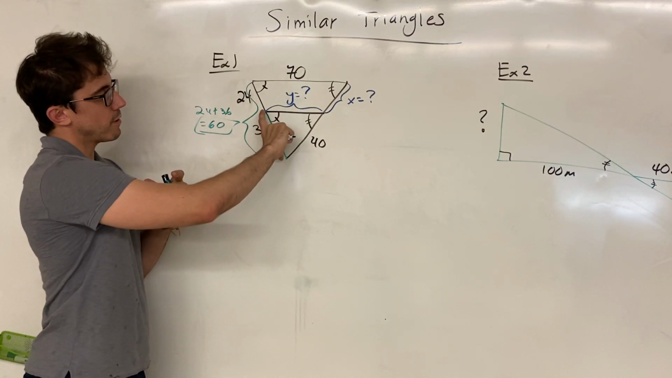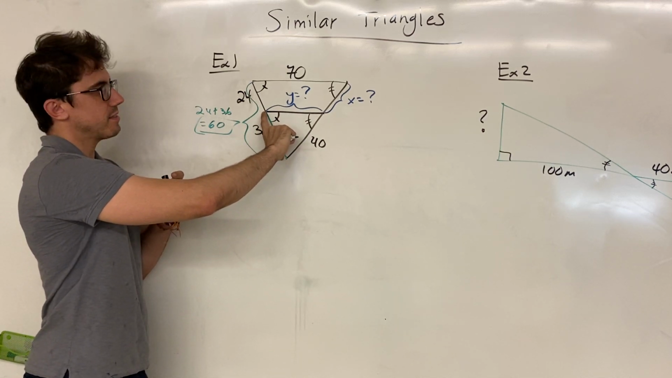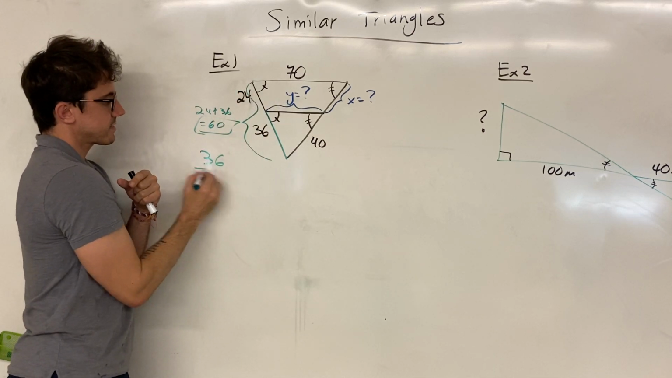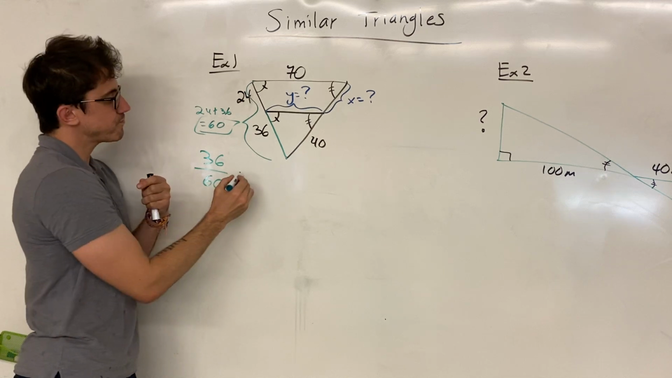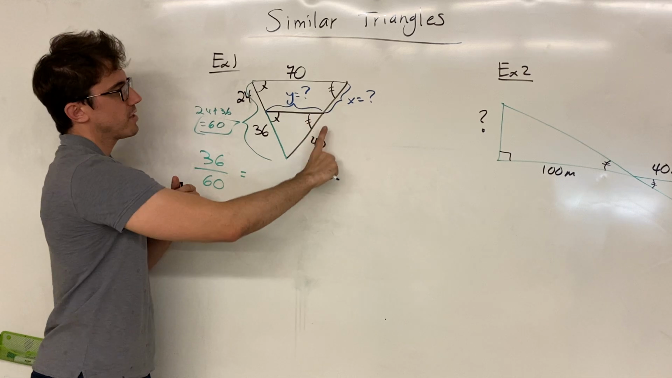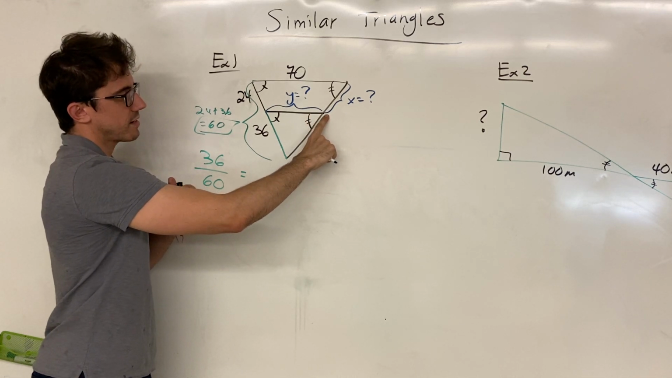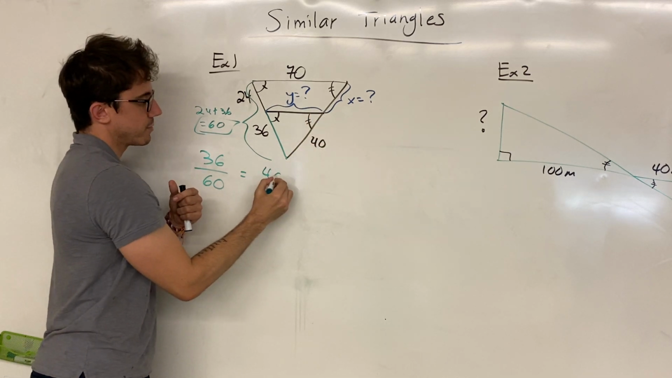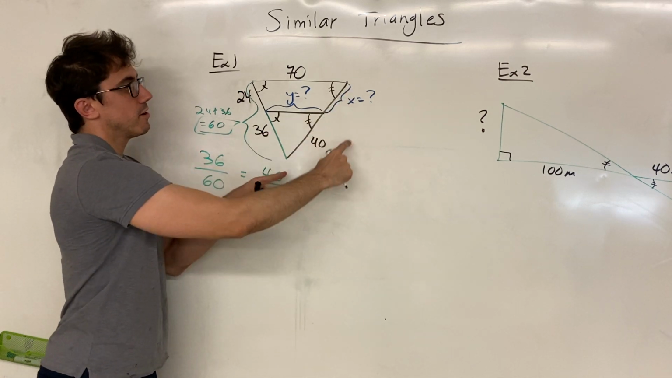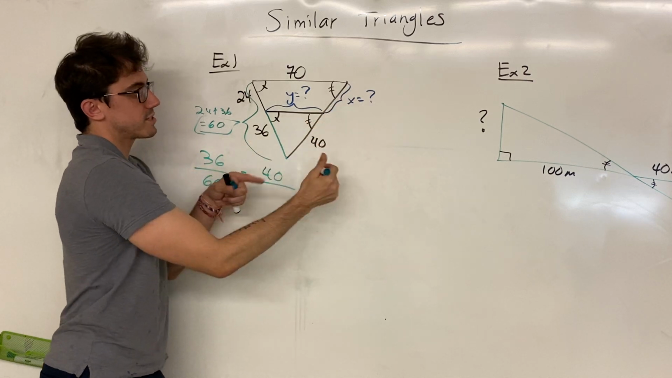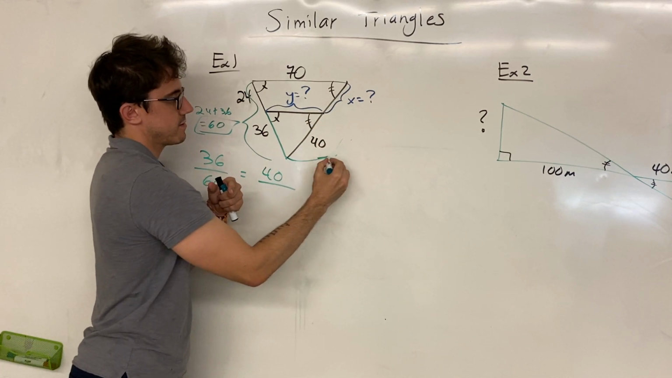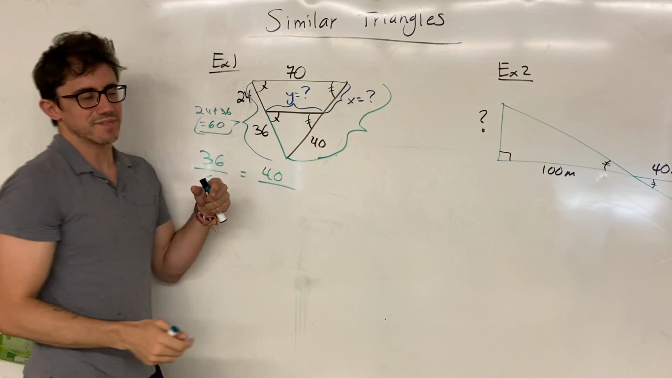And so the ratio of the smaller left side length compared to the larger left side length, that is to say 36 to 60, has to be equivalent to the same thing on the right side: the ratio of the smaller right side length of the smaller triangle, which is 40, compared to the entire right side length of the big triangle. Sorry, there we are, something like that.